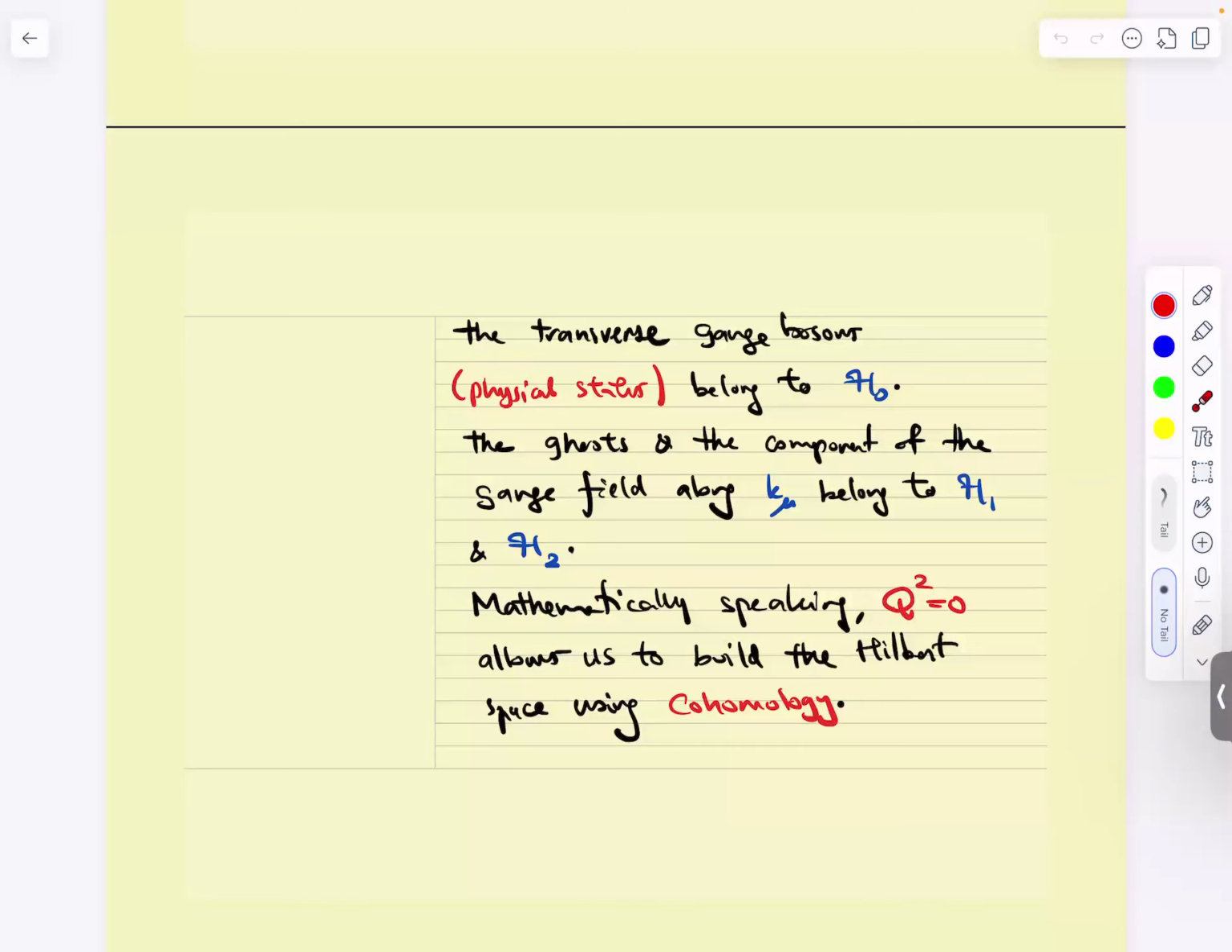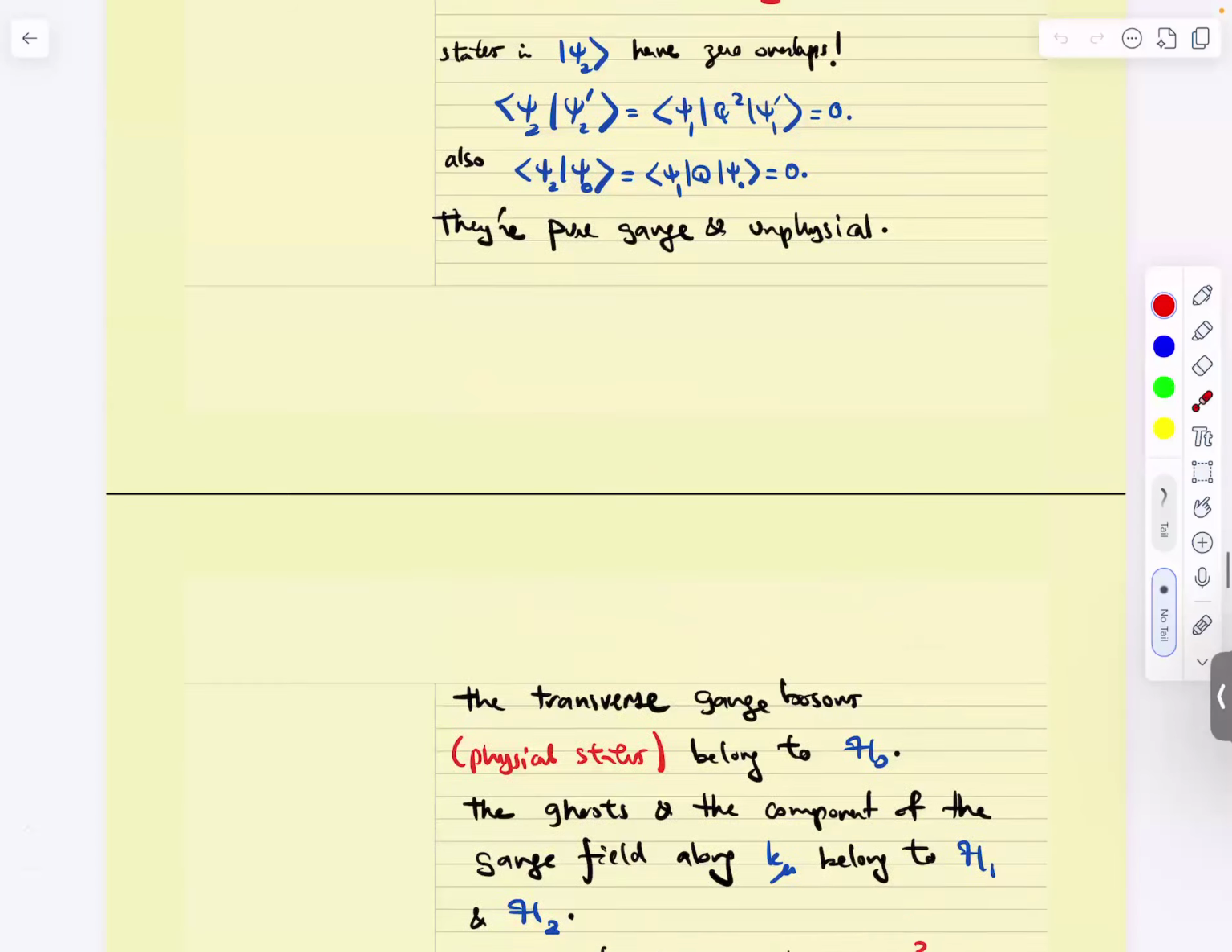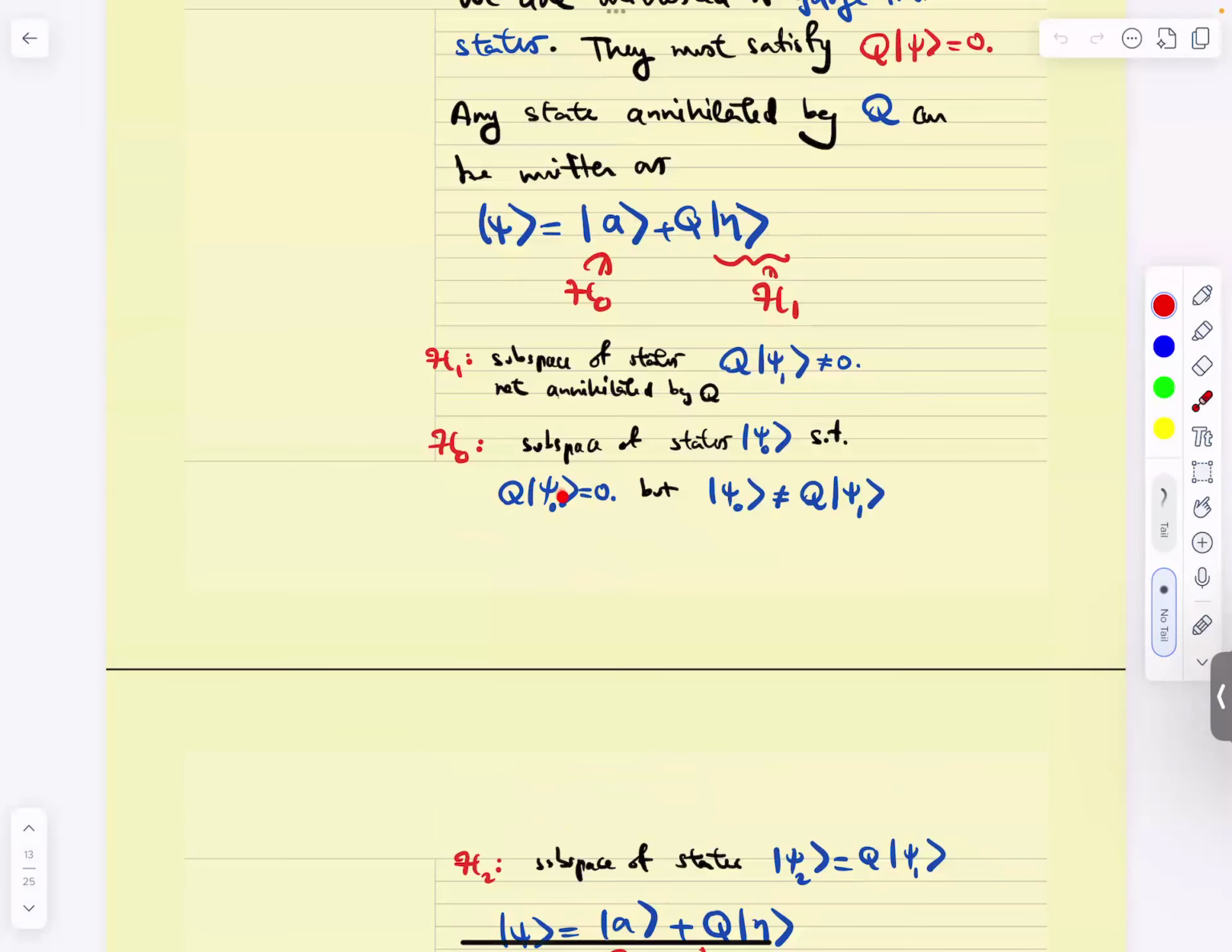Ghosts belong to H1. What is H1? These are the subspace of states where Q acting on them, they're not annihilated by Q. That's the raison d'être of ghosts. In principle, we didn't have to have them, right? But it makes the theory local and nice. That's why we did. Yeah.